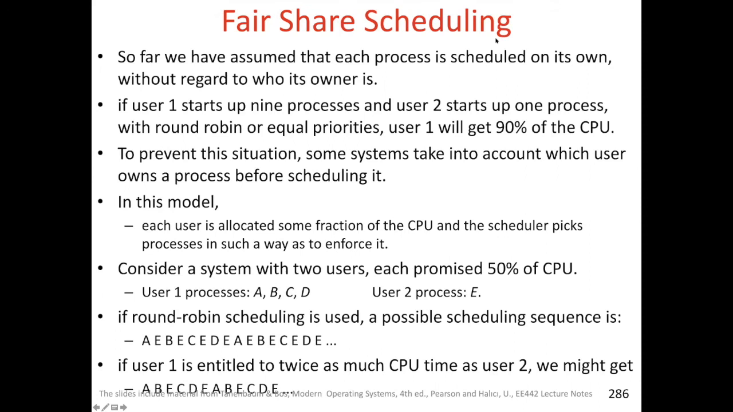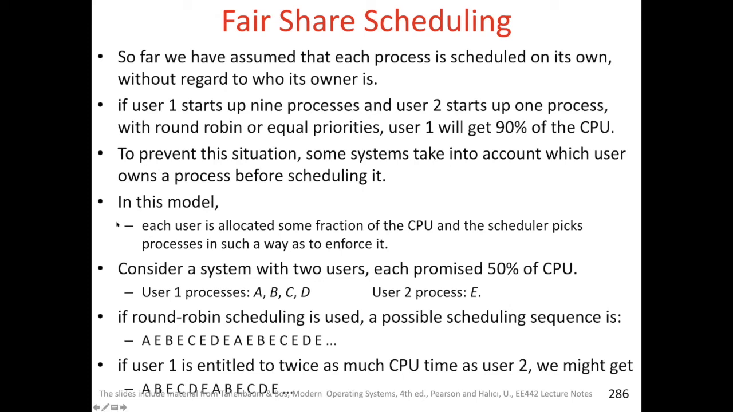Fair share scheduling. So far, we have assumed that each process is scheduled on its own without regard to who its owner is. If user 1 starts up 9 processes and user 2 starts up 1 process, with round-robin or equal priorities, user 1 will get 90% of the CPU. To prevent this situation, some systems take into account which user owns a process before scheduling it.